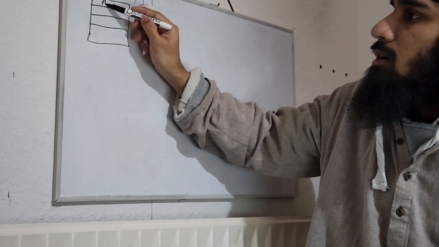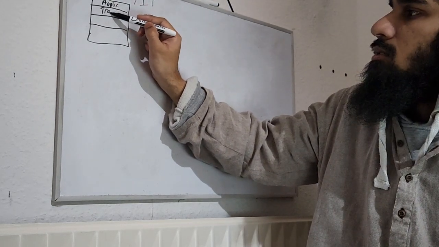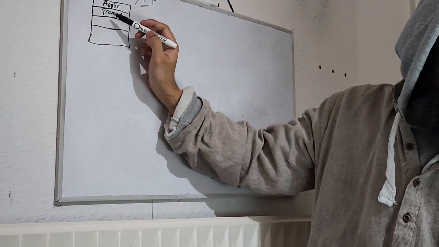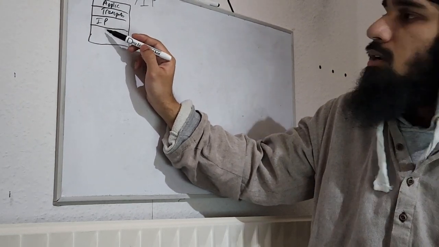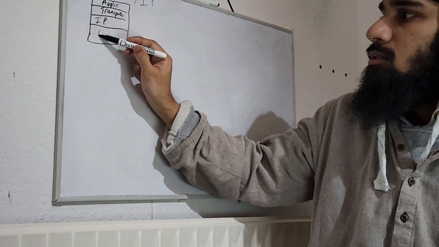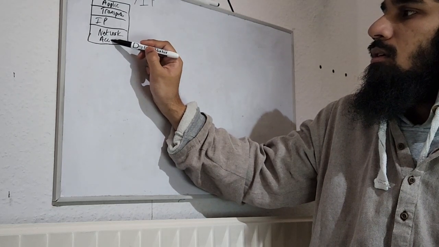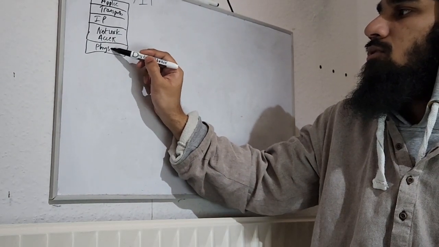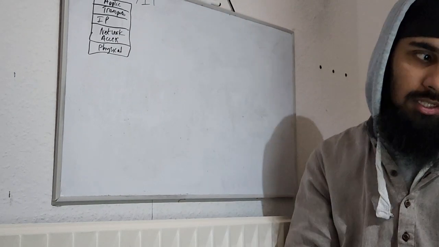You have the application layer, the transport, the IP layer, and the network access. Let's just go with that. And you also have the physical. So we're going to first go through the bottom one, physical, then we'll go to the network access, then the IP, transport, then application.